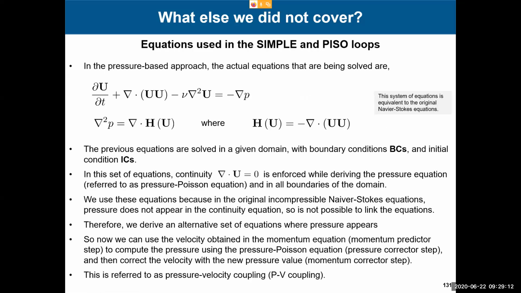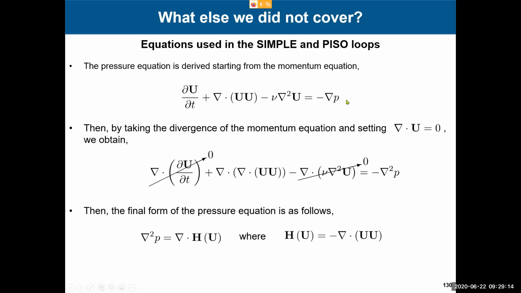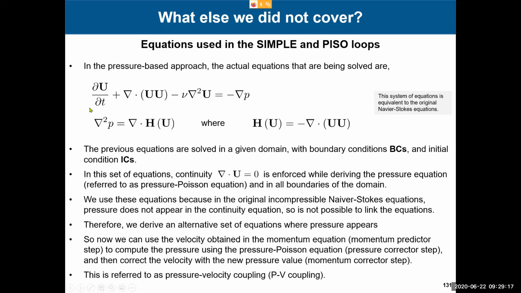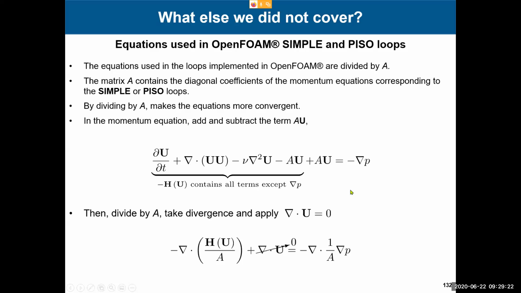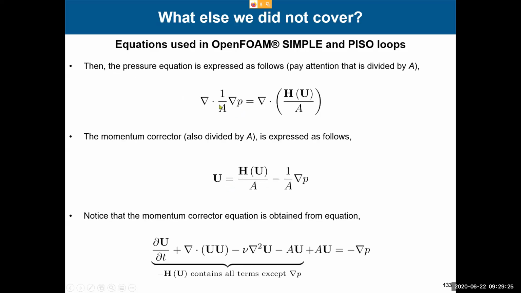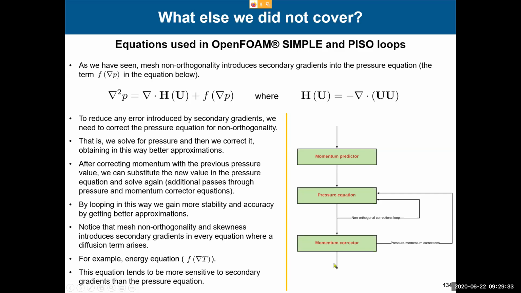But there we have a few loops. And look at that, when we manipulate the equation, we have the Laplacian of pressure, and this is the one that has the secondary gradient that we need to be careful with. Whenever you have a Laplacian, be careful because it's heavily influenced by non-orthogonality and mesh quality. But the thing is that you have this loop, and this is particular to OpenFOAM. See that when you solve the pressure equation, just to correct for this secondary gradient, you have the non-orthogonal corrections. And then you have another momentum correction, okay, pressure momentum correction.